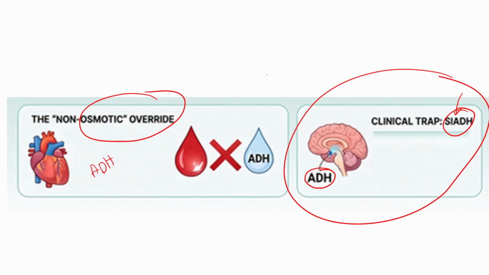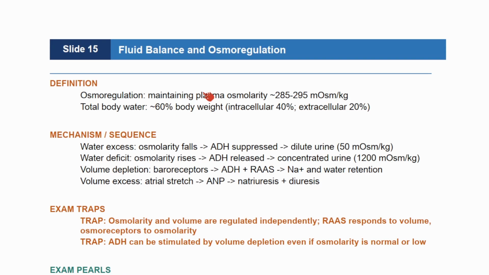The mechanical override of osmoregulation during a hemorrhagic shock highlights how cellular pathways shift focus dynamically under severe physiological stress, which brings us directly to our structured slide review to anchor these core parameters, clinical traps, and standout stage. After advancing to slide 15, we start with definition.